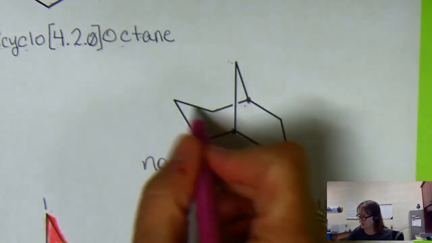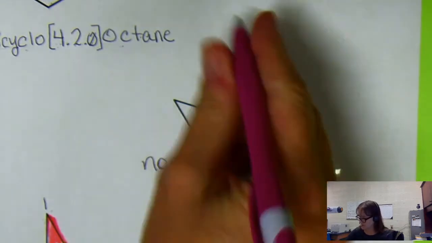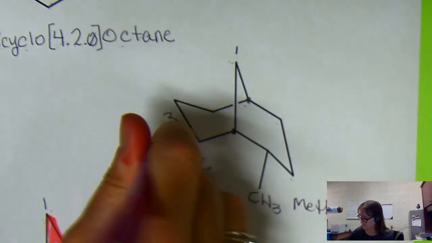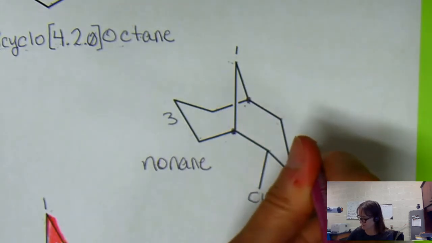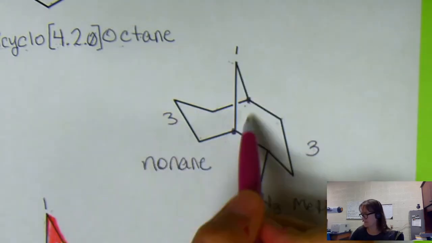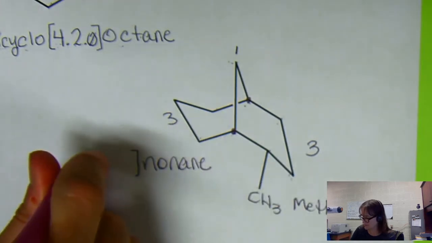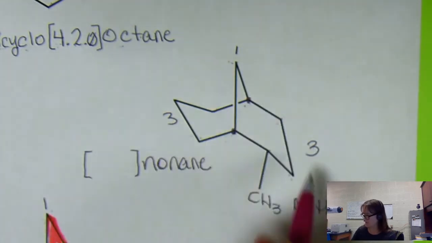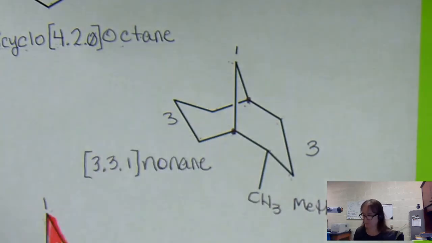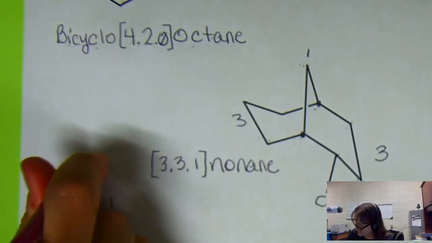And if we look at each of the bridges, then we have 1 on this side, 1, 2, 3 on this side, 1, 2, 3 on this side. And let's see, 3 plus 3 is 6, plus 1 is 7, plus 2, that makes 9. So we're going to put these in order, largest to smallest, so their 3's are the same, so that would be 3.3.1. And then I'm going to put bicyclo in front of that.